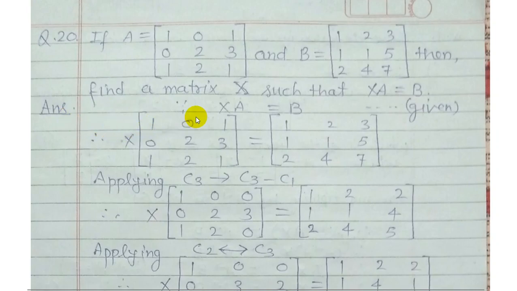For the solution, since X into A equal to B, it is given, so X into the value of matrix A, 1 0 1, 0 2 3, 1 2 1, equal to matrix B, 1 2 3, 1 1 5, 2 4 7.